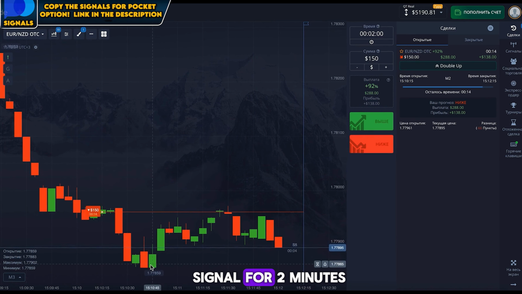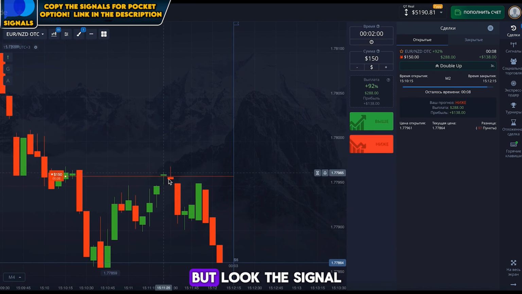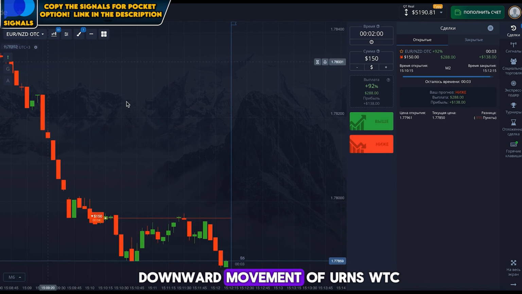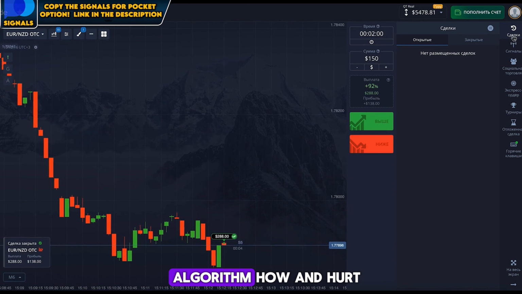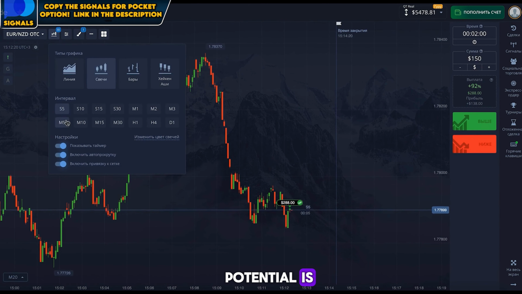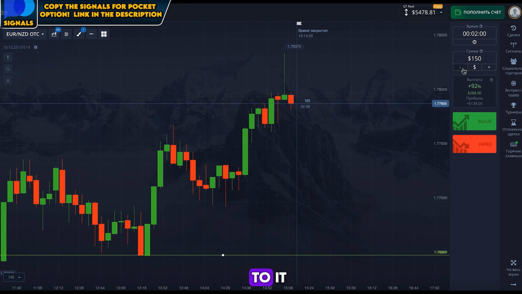There was a good signal for 2 minutes, because if it had been for 1 minute, notice that if I had taken it here, the price could have closed us in the red. But look, the signal is just fantastic. We're capitalizing on the downward movement of this pair. The most important thing is to understand the price algorithm, how and where it moves, and what the potential is. Yes, I don't argue. All traders have minuses. This is normal. You need to get used to it.